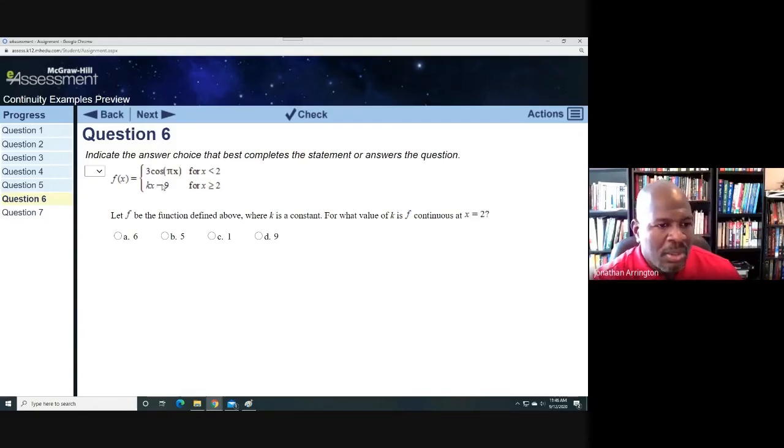So what we do is we set these equal to each other. Now, of course, we're checking continuity at x equals 2. And so we're going to plug in 2 for x. And then we're going to solve for the value of k that allows those to be equal. So let's take a look and work this out.